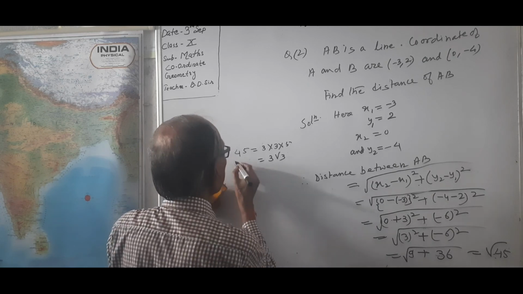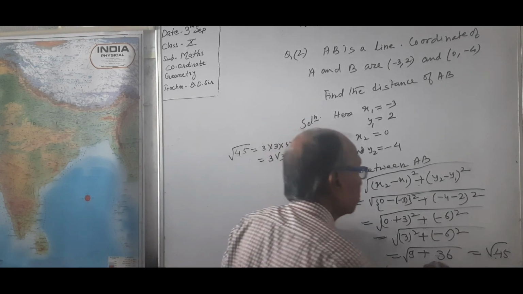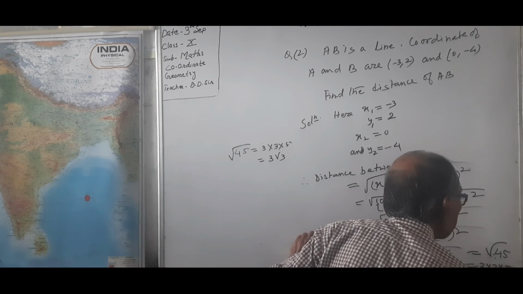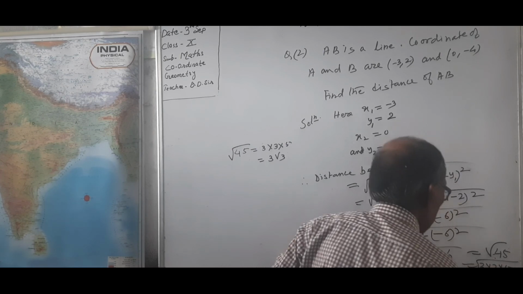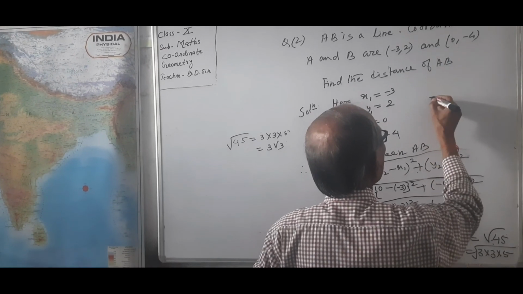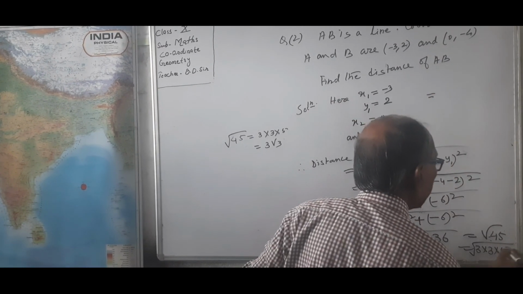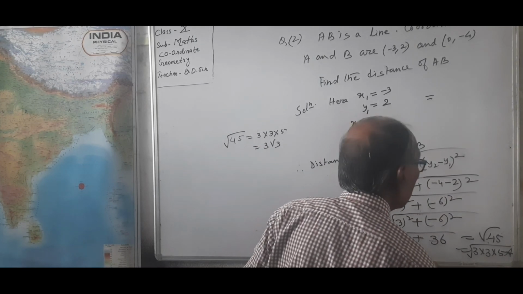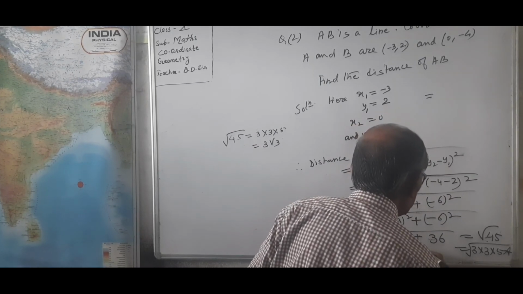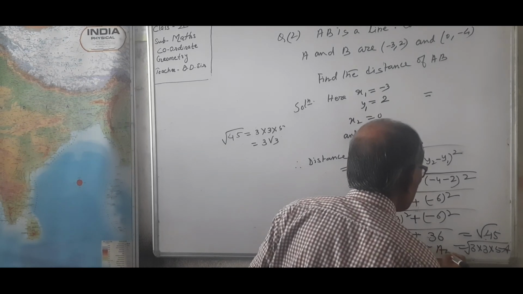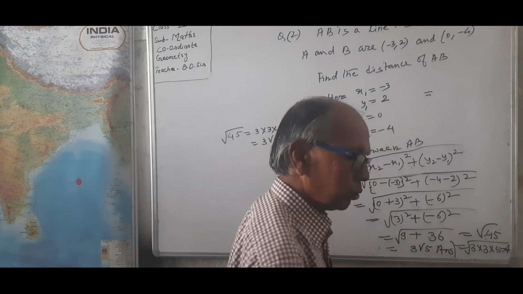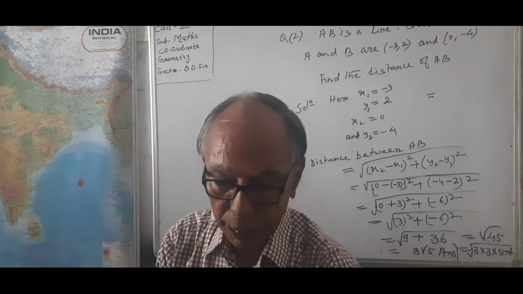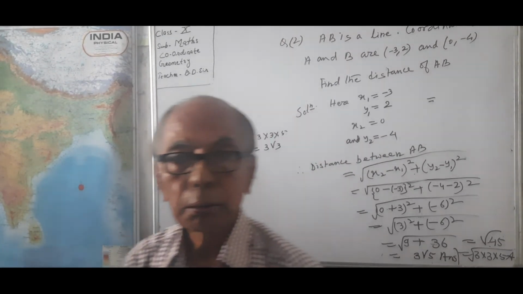So taking the square root, under root 45 is equal to 3 into 3 into 5, which will be equal to 3 root 5. Answer: 3 root 5. So this is a simple question. In this way, many questions can be asked.